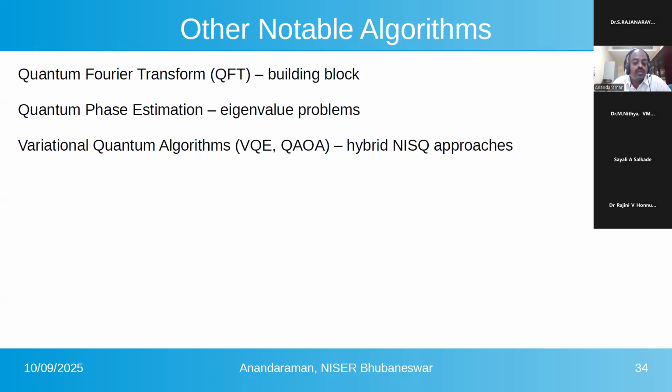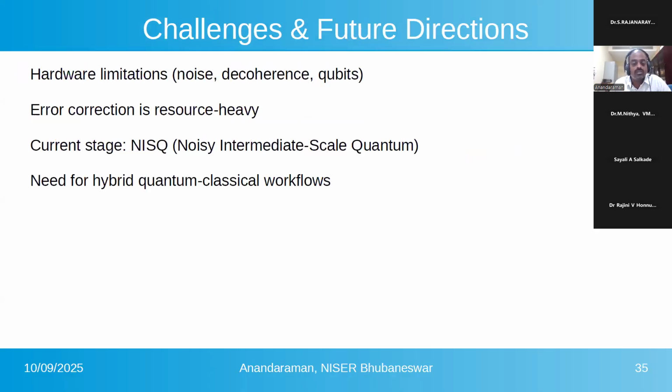Okay, hybrid. We have to use classical computer also. We have to use quantum computer also. So that some part of the program will run in classical computer, some part of the program will run in the quantum computer. For that, variational quantum algorithms are used. These algorithms are used mainly in chemistry. Okay, chemical things. Variational quantum eigensolver, finding eigenvalue, all these things.